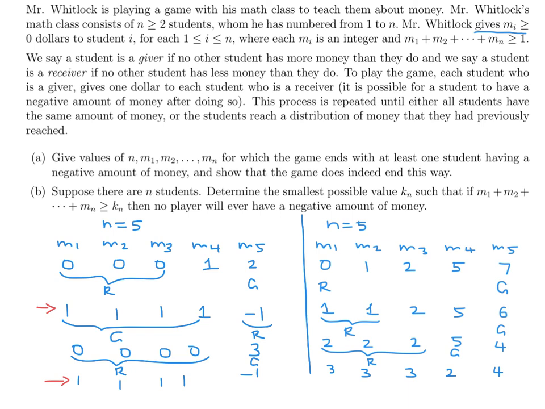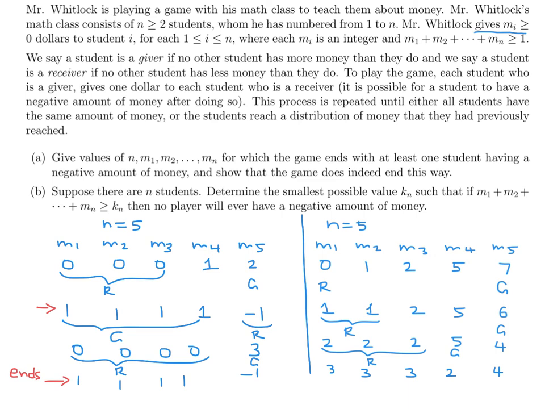So part A basically says, give values of n, m1 through mn, for which the game ends with at least one student having a negative amount. We gave n equal to 5, and we gave these values for m1 through m5. This is where the game ends, and one student has indeed a negative amount. And show that the game does indeed end this way.